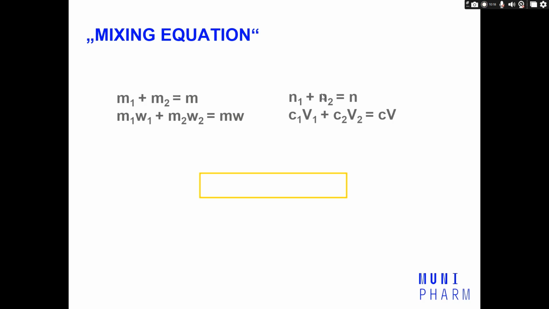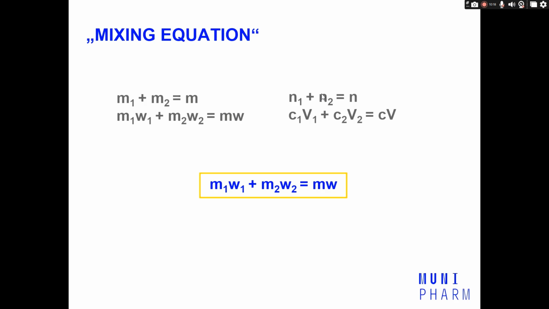One is based on the mass and mass fractions. The second on the amount of substance, or actually on the molar concentration and volume. Instead of mass fraction, it is also possible to use a volume fraction or volume percentage. The most common is this form. That's why we will use it for the calculation. This procedure is actually based on the principle of mass conservation.